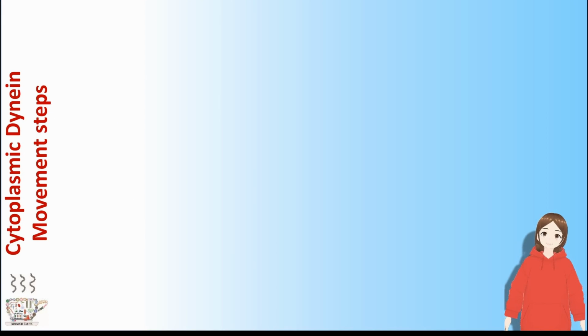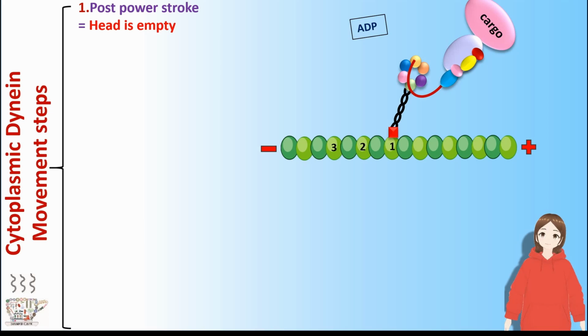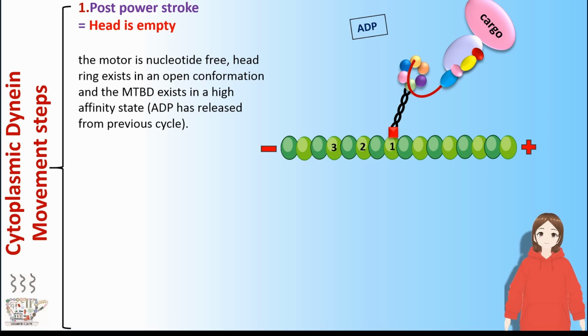Cytoplasmic dynein movement steps. Step 1 is post-power stroke. Head is empty. The motor is nucleotide-free. Head rings exist in an open conformation and the MTBD exists in a high affinity state. ADP has been released from the previous cycle.